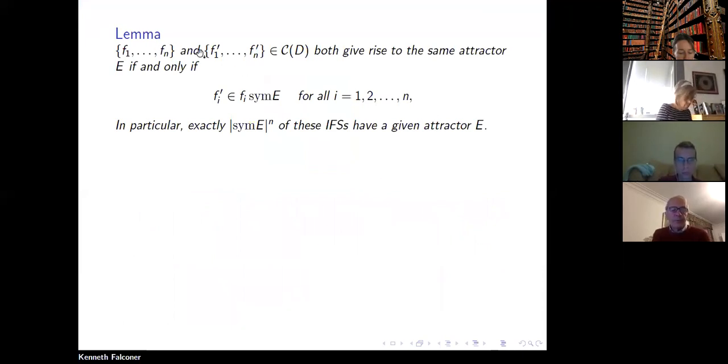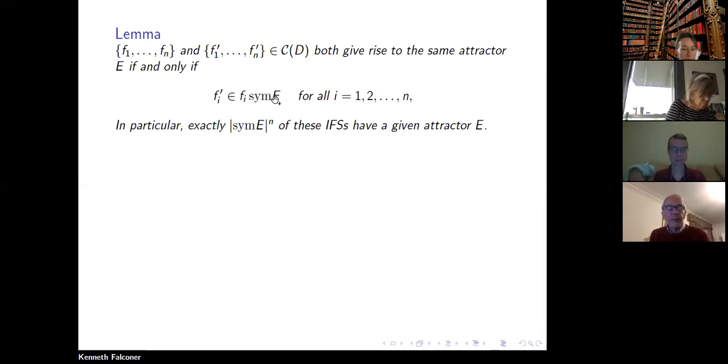Suppose I've got two n-tuples of similarity transformations in this family for a domain D. In other words, two iterated function systems that both give the same attractor E. Well, that will happen if and only if each Fi primed is a symmetry of the attractor left multiplied by Fi.